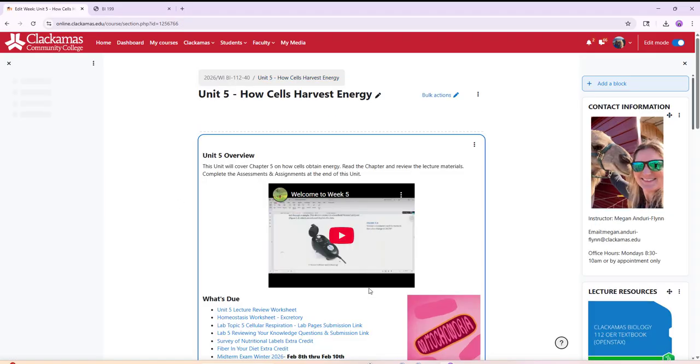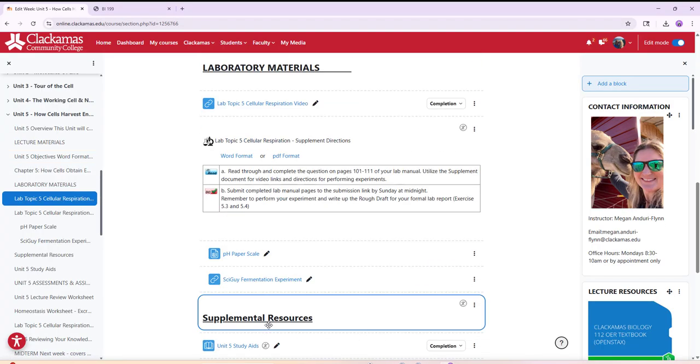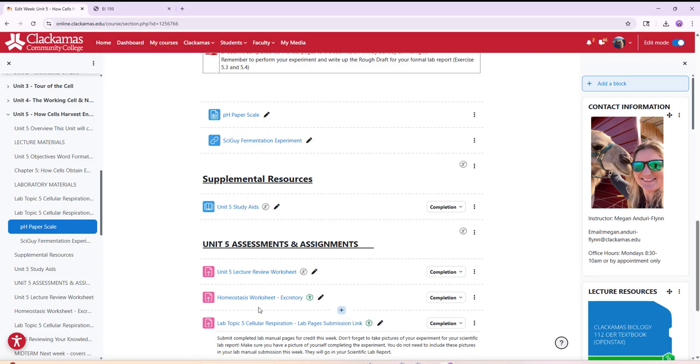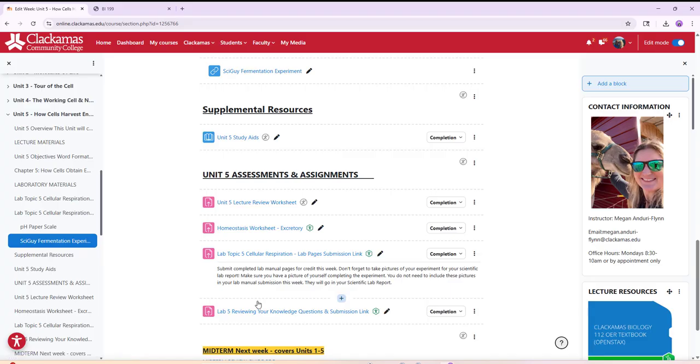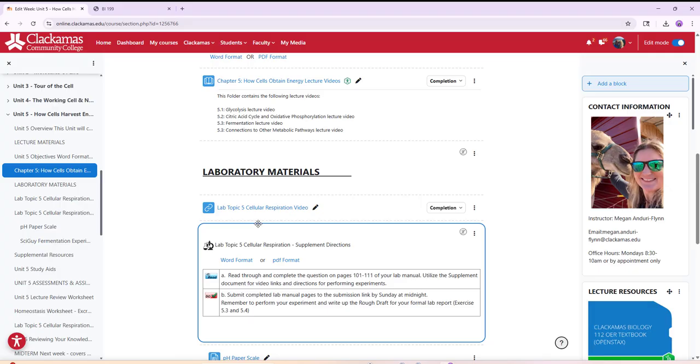In addition to your weekly worksheet, the homeostasis worksheet that I introduced last week is due this week. So that was on diffusion and osmosis with a urinary excretory system, okay, so make sure that you submit that 15-point assignment by Sunday midnight. Okay? And then we have our lab for this week, so that I have a video to help you work through. So the lab topic is on cellular respiration.